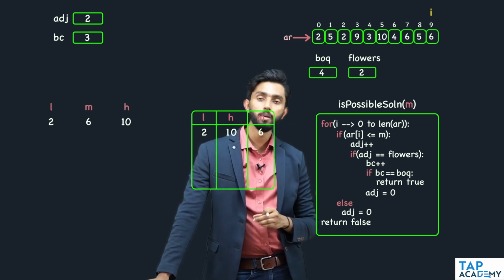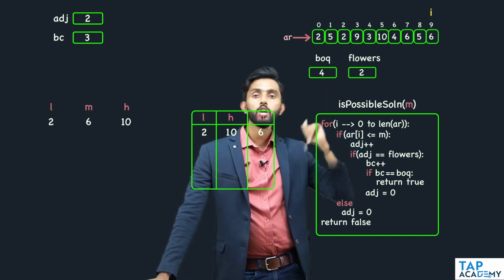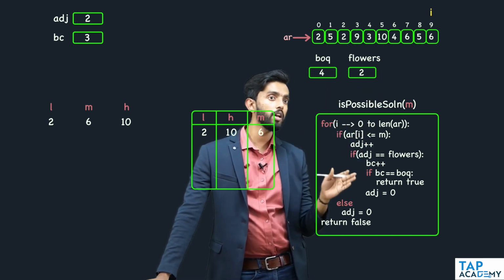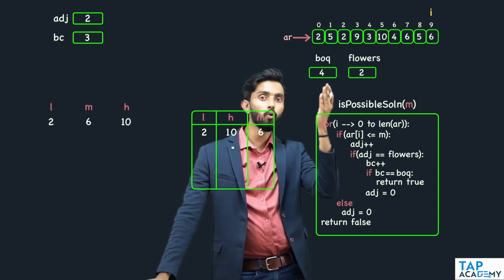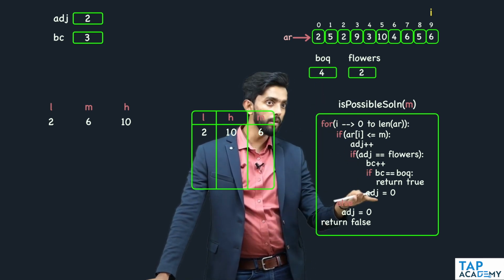3 bouquets I have been able to make, right? After which, next, I will check if I have made enough bouquets. No, I need 4, I made only 3. So I will not return true. I will replace adjacent with 0.